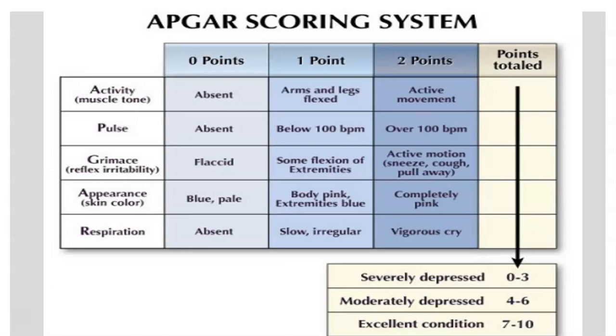So here's our Apgar scoring system again. Let's go and talk about those characteristics. So the first characteristic in the question is a heart rate of 110 beats per minute. So in the pulse category, any heart rate over 100 beats per minute gives them 2 points. So this baby gets 2 points for that category.